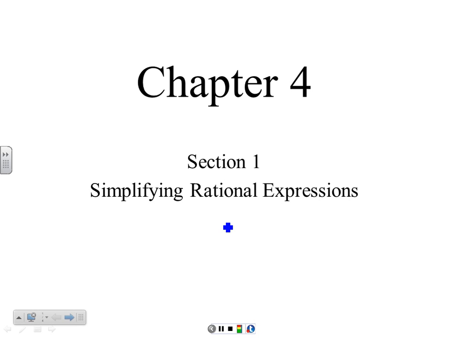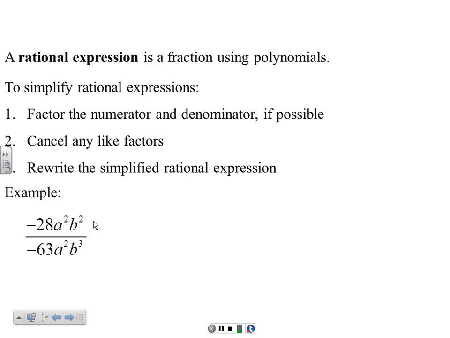Chapter 4, Section 1, Simplifying Rational Expressions. When you see the words rational expressions, rational means fraction, so it's going to be a fraction, and expressions is just going to be your algebraic expression. So a rational expression, again, is a fraction using polynomials.